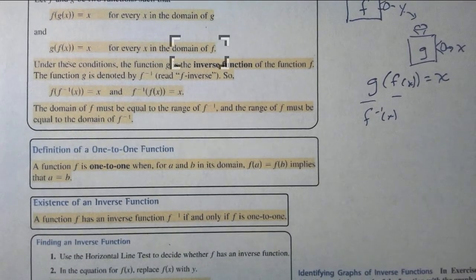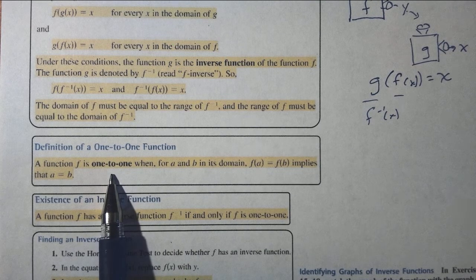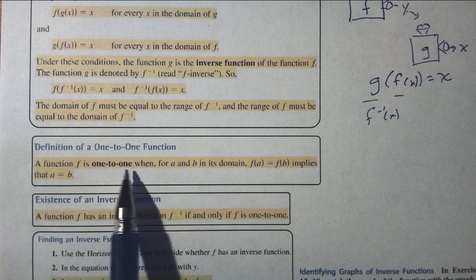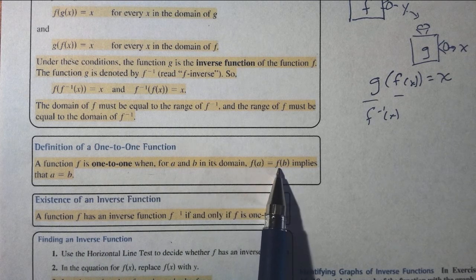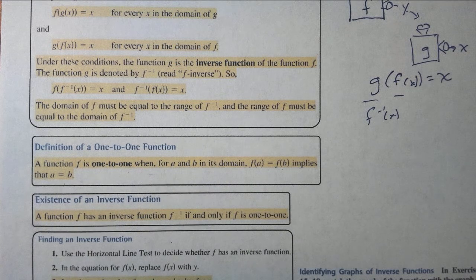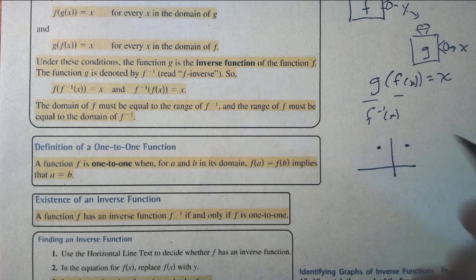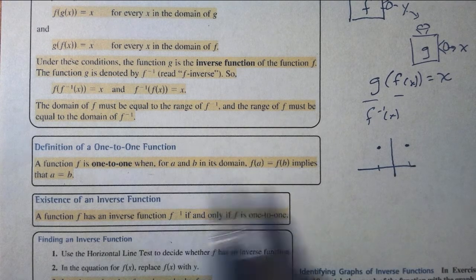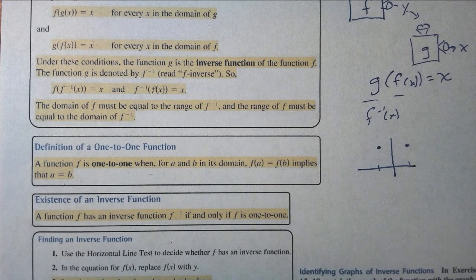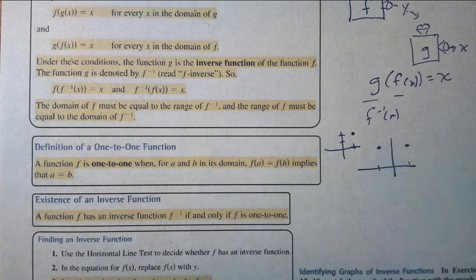A function is said to be one-to-one if and only if it has an inverse function. A function f is one-to-one for a and b in its domain when the height at a equals the height at b implies that a equals b. Interesting. Here's the height at a point equals the height at another point, but these are heights at two different x values. We need that to mean that the only way I can get to a height, let's say up 2, is to be at this exact same value of x.